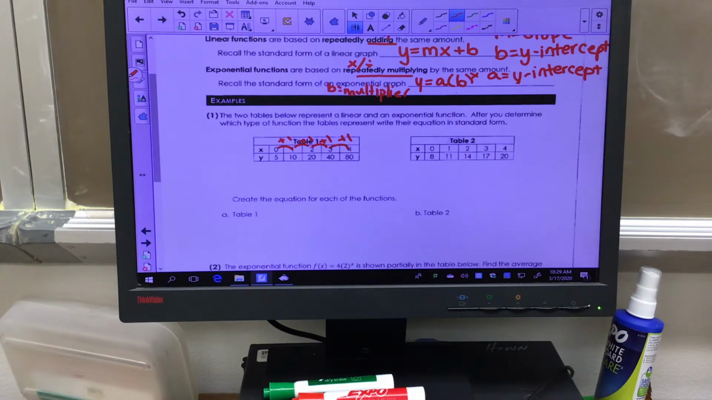So I can't be linear because I would have to add. So I know I have to be multiplying. 5 times what is 10? Well, 5 plus 5 is 10, so 5 times 2 is 10.